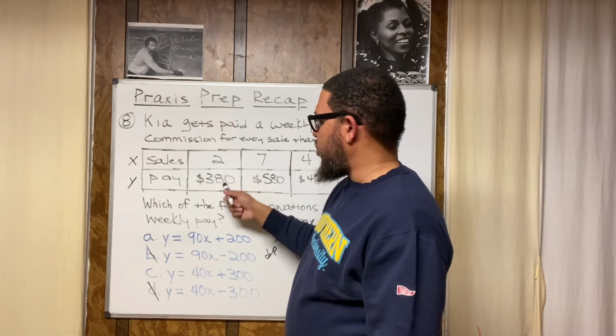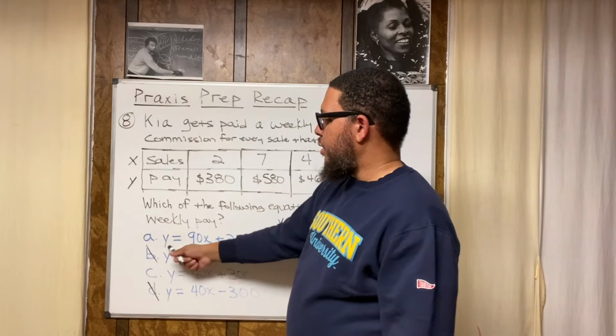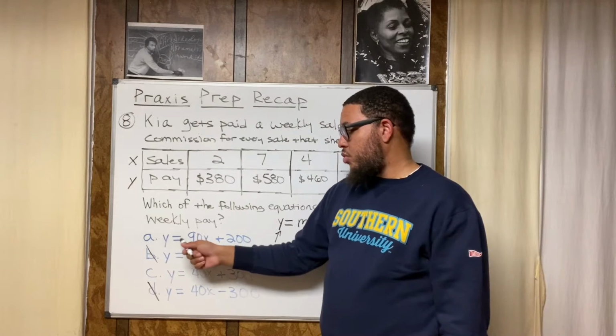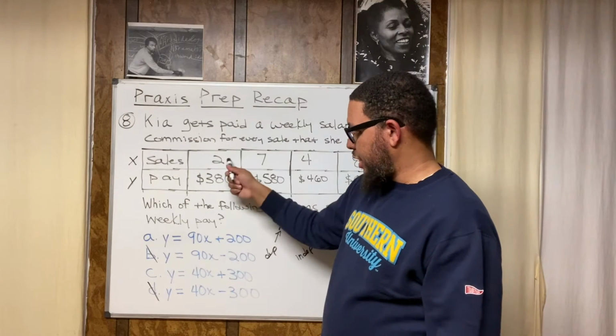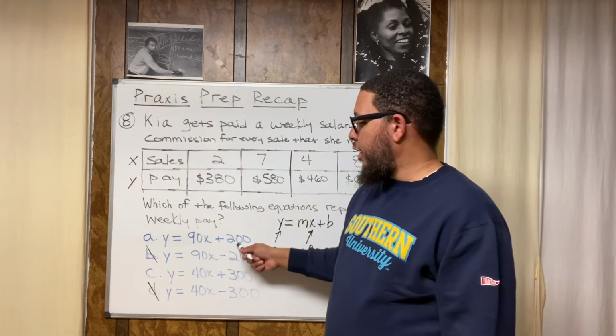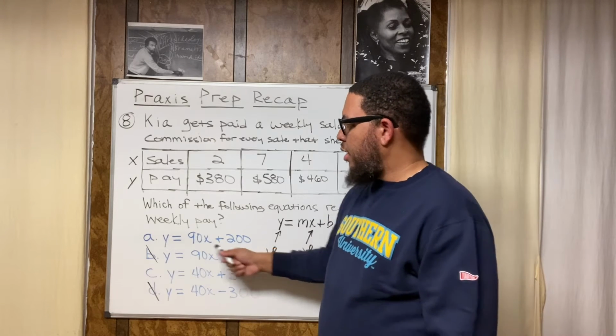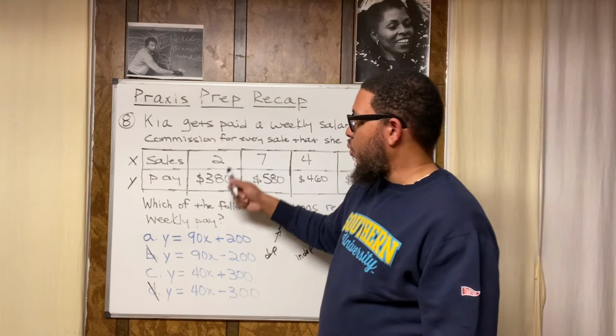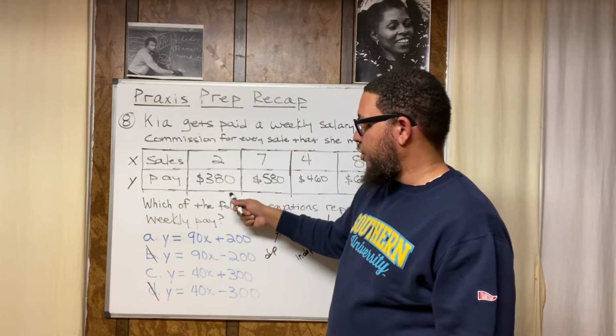If I deal with this X and Y pair, then 380 should be equal to 90 times 2, plus 200. 90 times 2 is 180. 180 plus 200 is 380. And 380 was Y. So it works for this pair, right? It works for this pair.